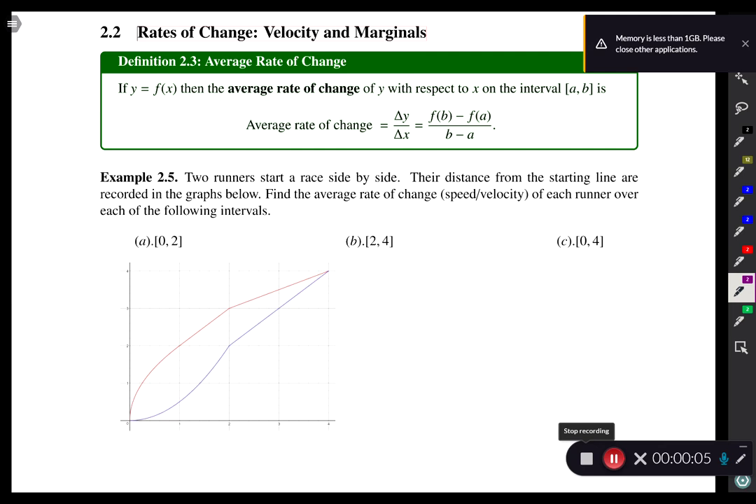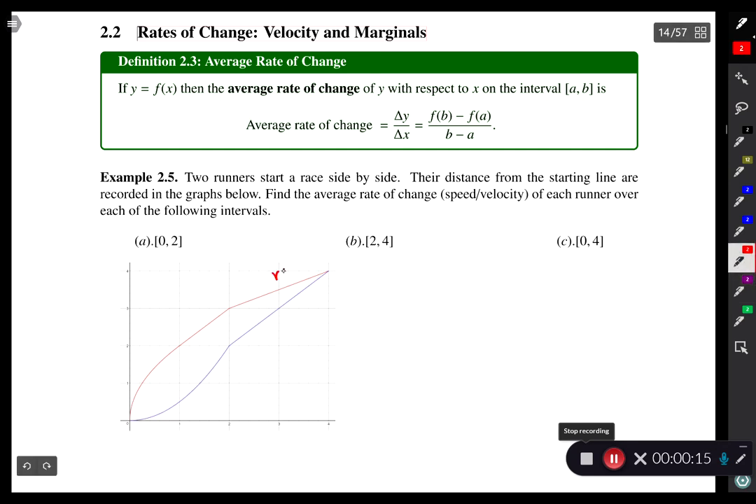Okay, now in this video we're going to do example 2.5, and this is asking us to find the average rate of change for two different runners running a race. So we have a red runner, which I will call the function r of x, and then we have a blue runner, b of x. It says here that the two runners start a race side by side. Their distance from the starting line is recorded in the graphs below. Find the average rate of change, speed or velocity, of each runner over each of the following intervals.